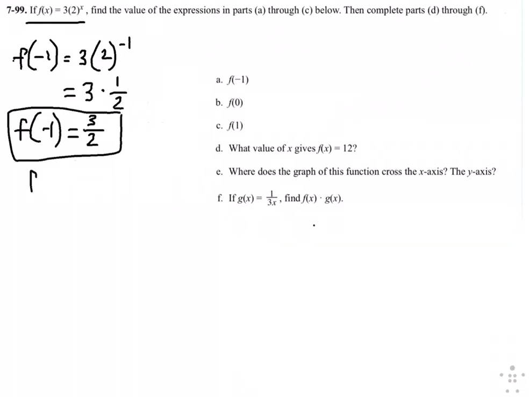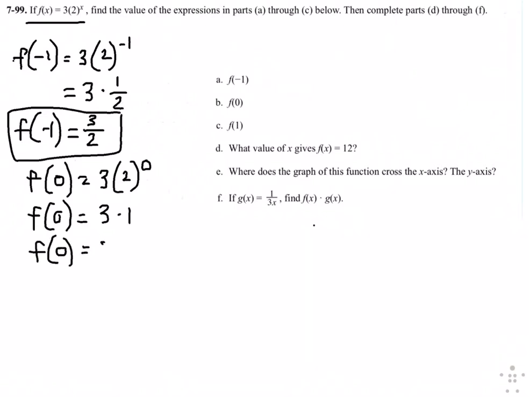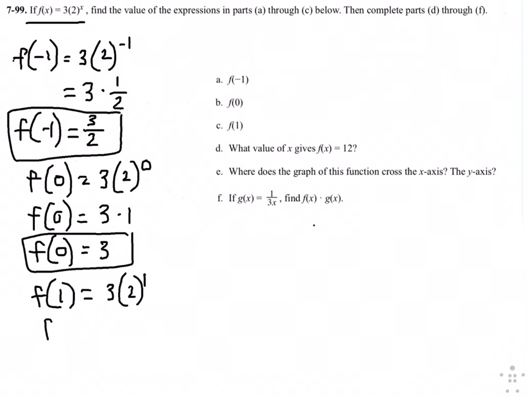For part B, they want f of 0. So f of 0 is 3 times 2, and x is 0. And for this one, we have to remember that anything to the 0 power is 1. So this is just 3 times 1. So f of 0 equals 3 for that one. And for C, we want f of 1, and that's 3 times 2 to the first power. So f of 1 equals 3 times 2, which is 6.